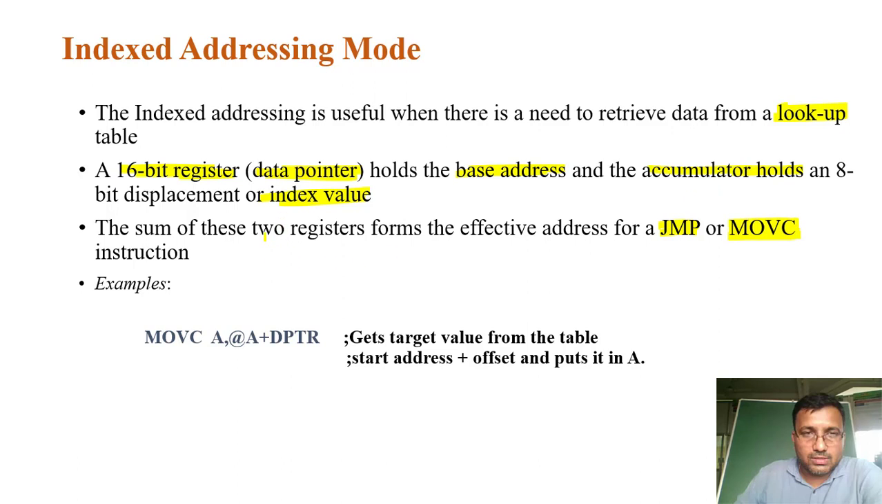The sum of these two registers is the effective address for jump and movc. Here the instruction movc A,@A+DPTR is used. This is the indexed addressing mode instruction, which gets the value from the table. Starting address plus offset is put in A. Every time the offset in A will be added to the starting address of the table, so the DPTR is the starting address.